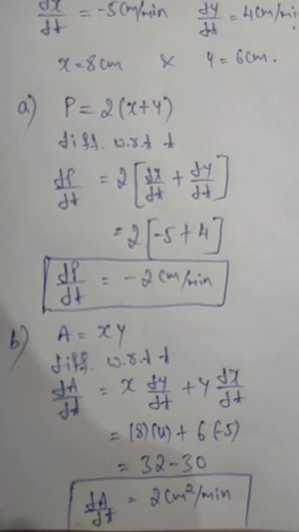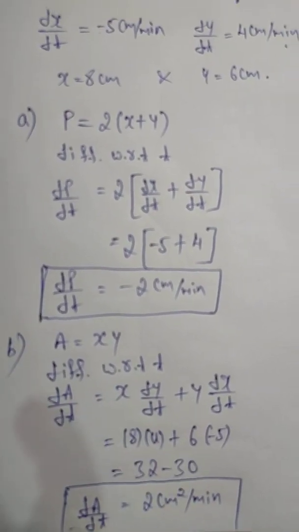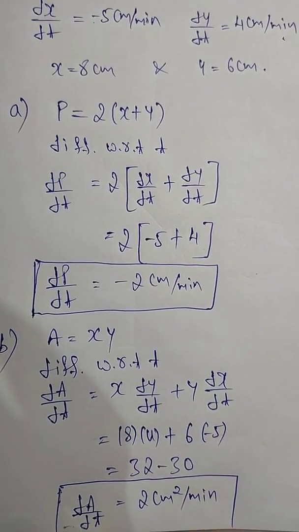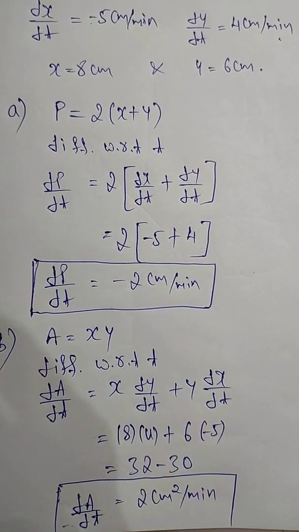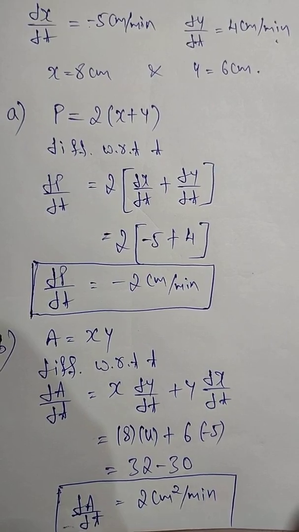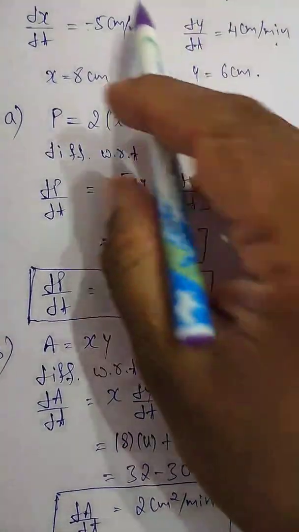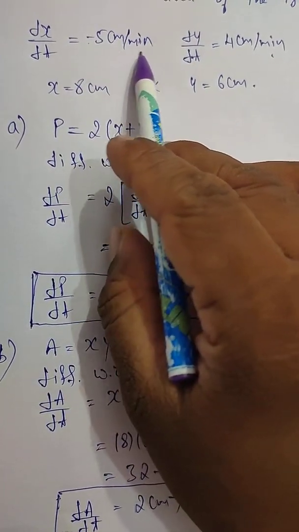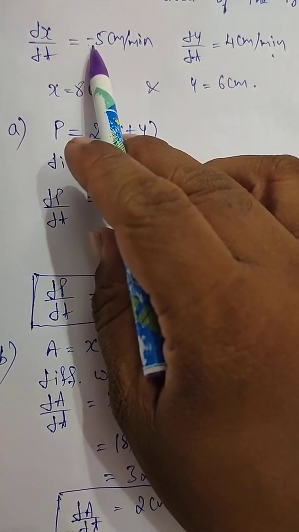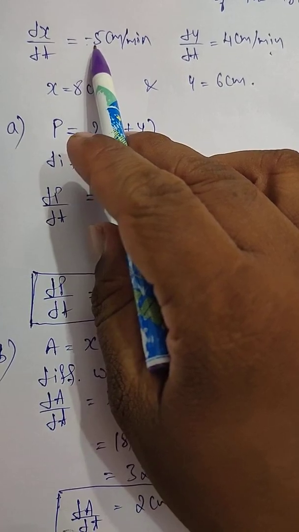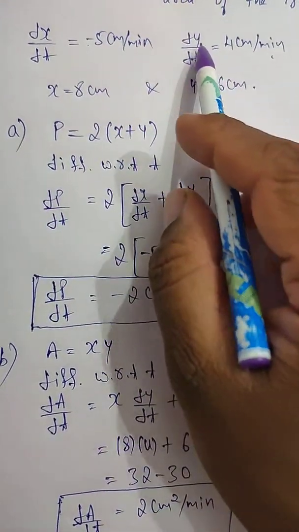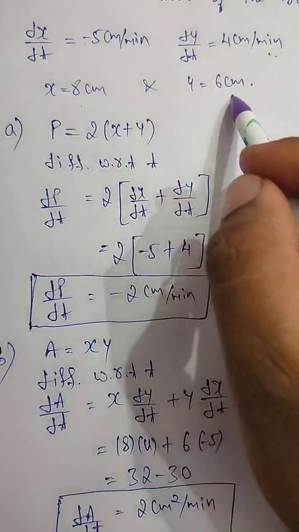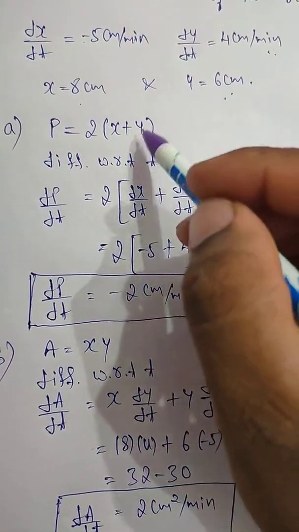Is it clear? So once again I am repeating, just listen here. So this is the solution for that problem. The length x of a rectangle is decreasing at the rate of 5 centimeter per minute. Since the given statement says decreasing, I have written minus here. The width y is increasing at the rate of 4 centimeter per minute. When x is 8 centimeter and y is 6 centimeter, find the rate of change of perimeter.